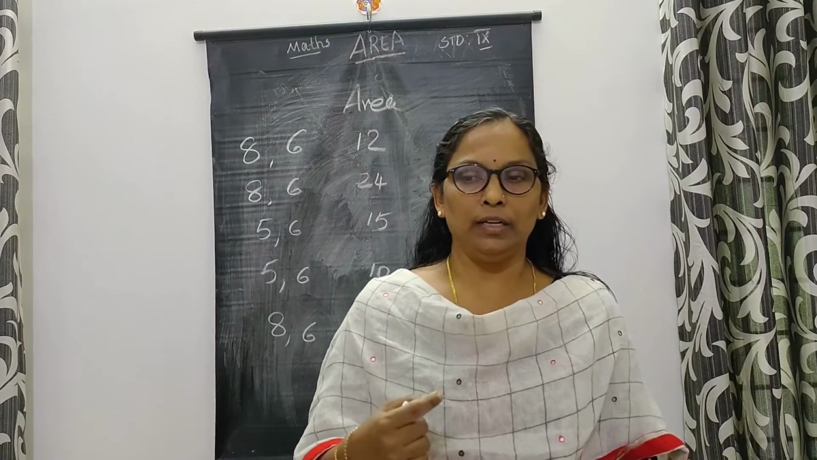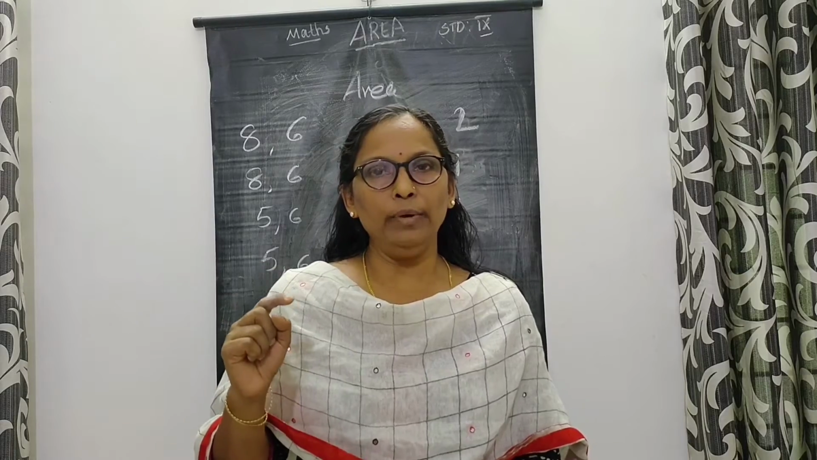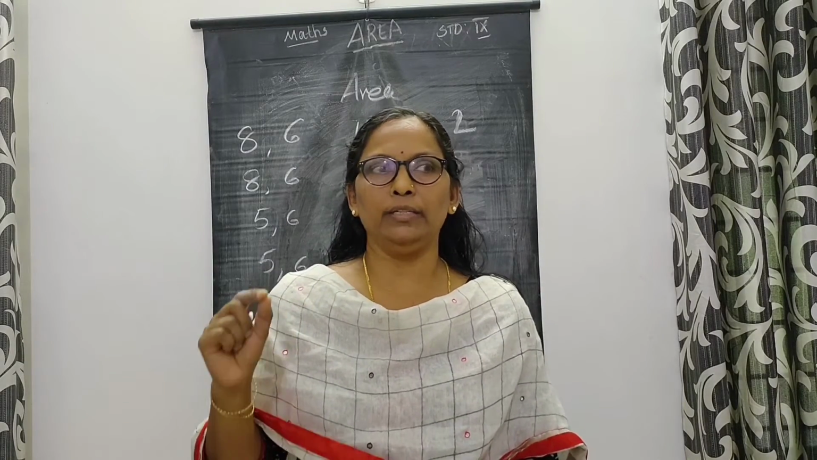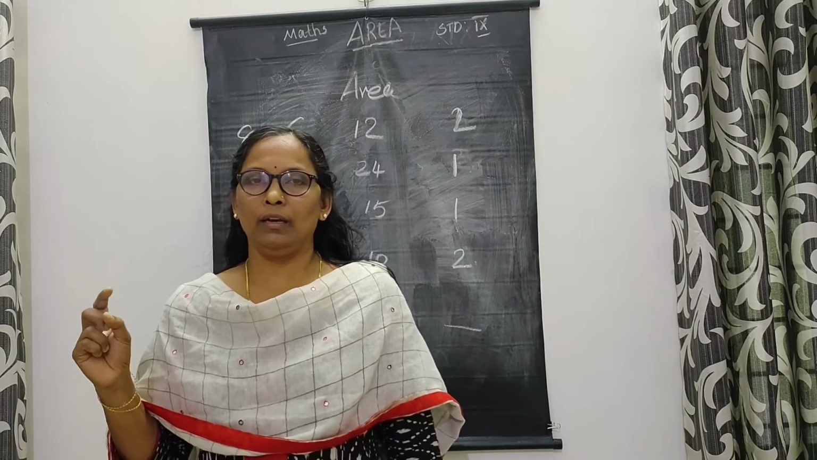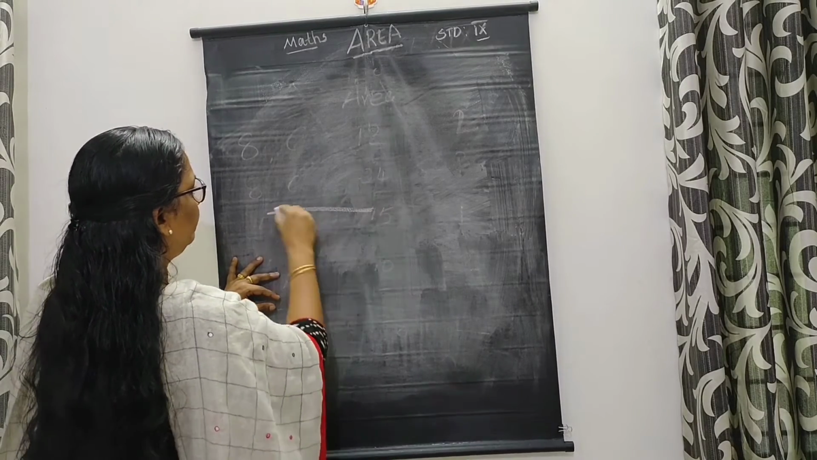Next we can start with a quadrilateral. You know what a quadrilateral is? Quadrilateral means it has four sides. It is a four-sided polygon. And the word quad means four. That is quadrilateral. It is a four-sided figure. Here we can draw a quadrilateral ABCD.